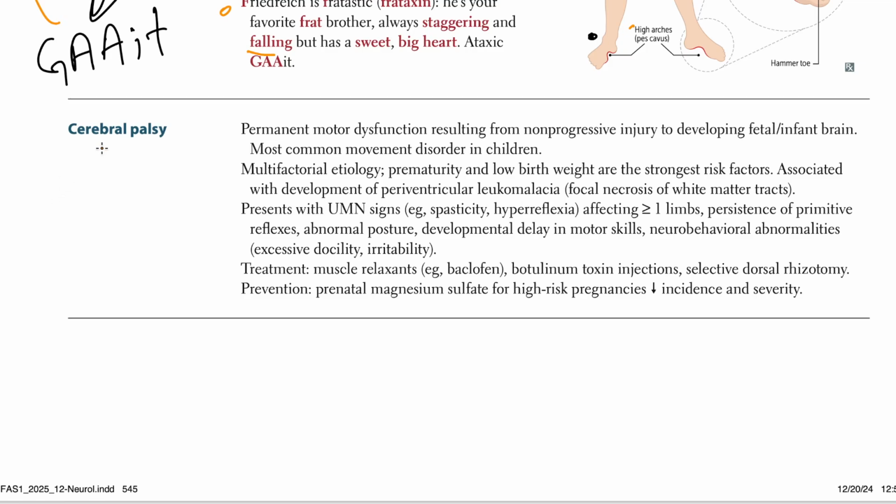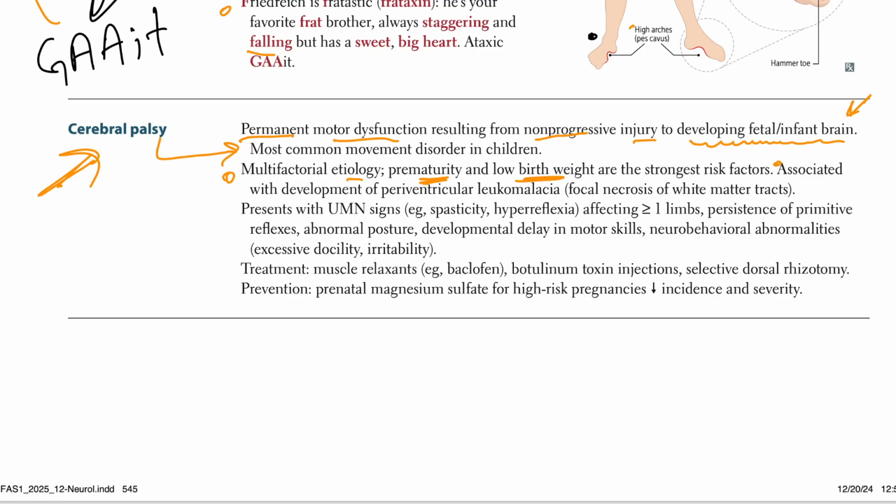Okay, now let's take a look at cerebral palsy. It is a permanent motor dysfunction resulting from non-progressive injury to the developing fetal or infant brain. Most common movement disorder in children. Wow. It has a multifactorial etiology, for example, prematurity and low birth weight are the strongest risk factors.